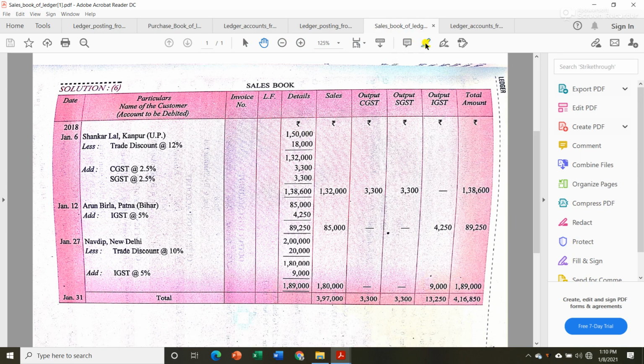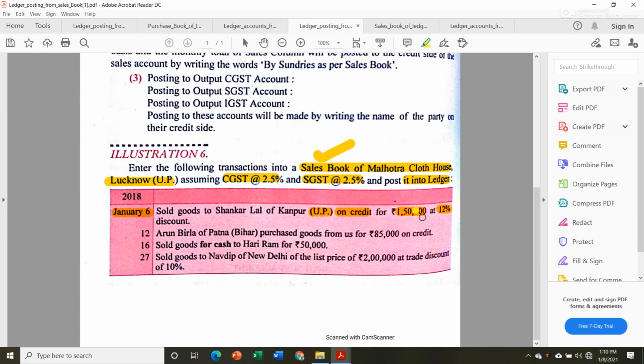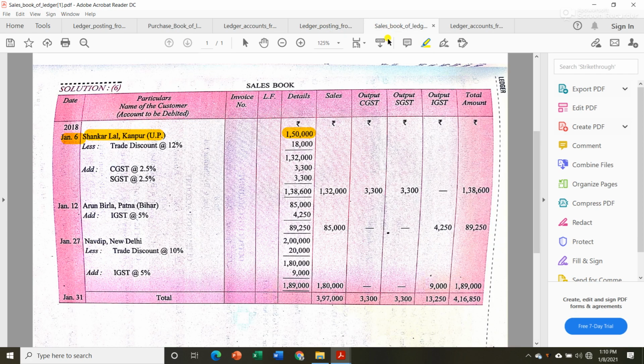So here is the sales book. Now on January 6 we will write Shankarlal, Kanpur, UP. Amount was 1,50,000. Then they said that there is a discount of 12%. Now this discount we will consider as trade discount, because in subsidiary books they hardly used to ask about cash discount. Okay, so we have to deduct trade discount of 12%, that is 18,000, and we got 1,32,000.